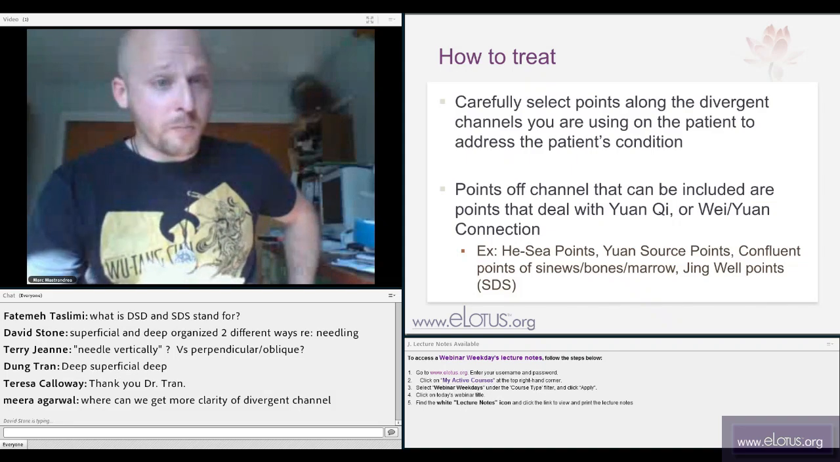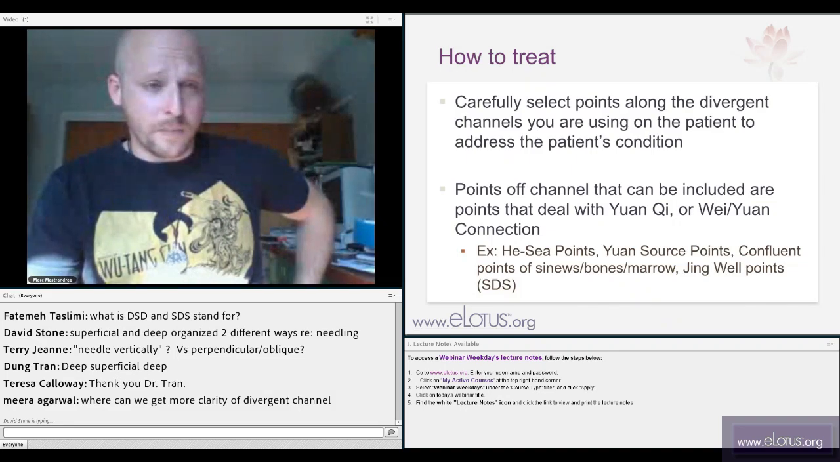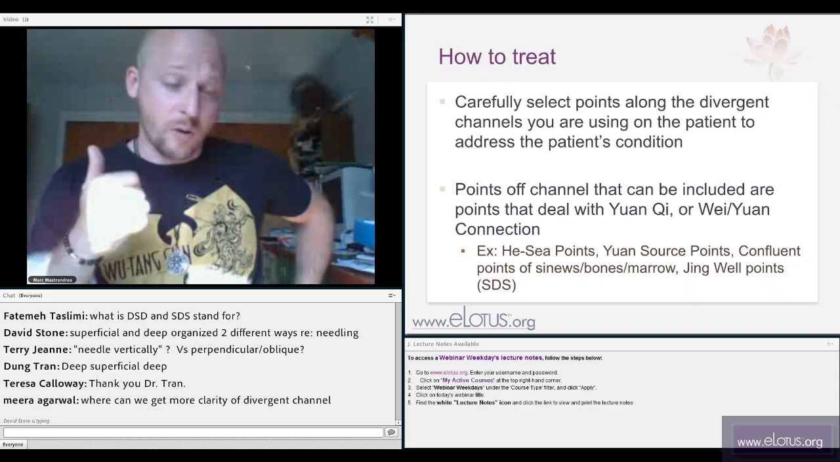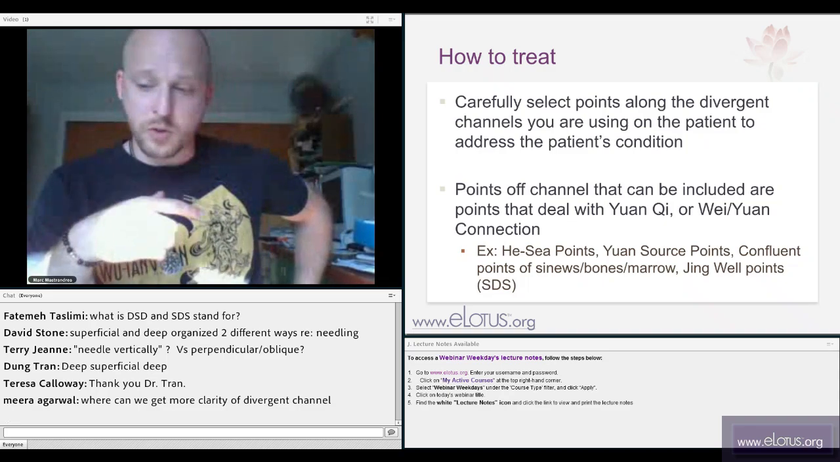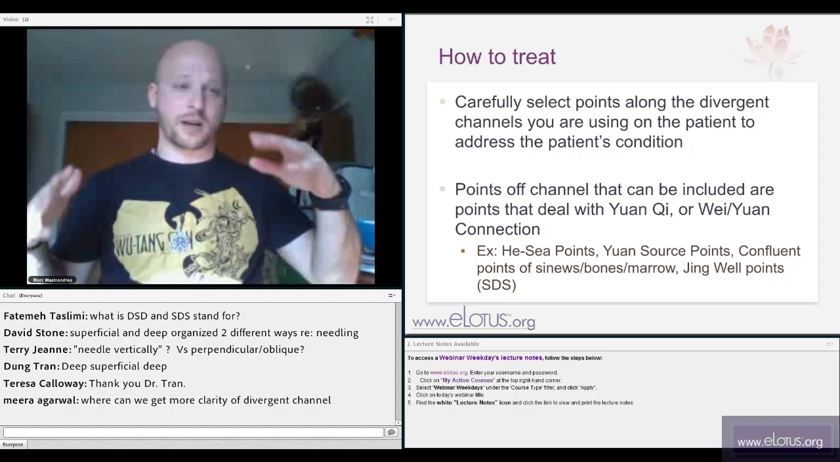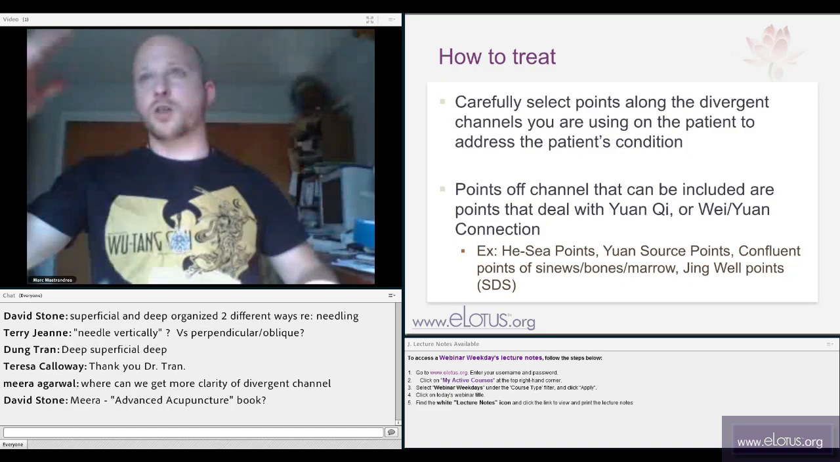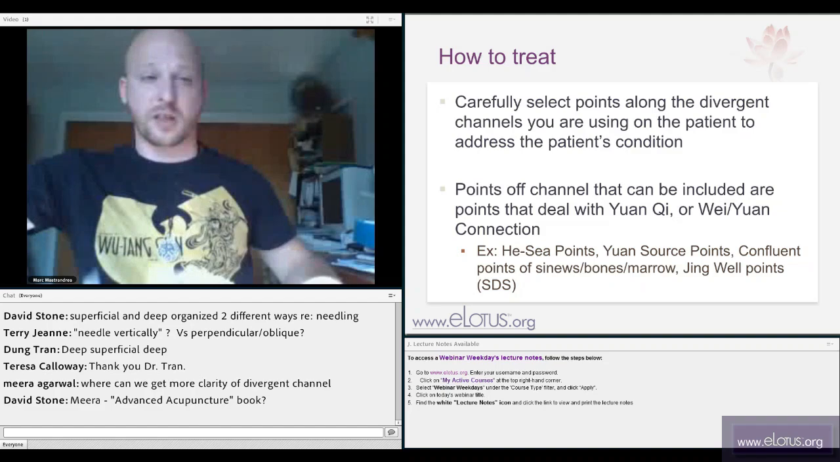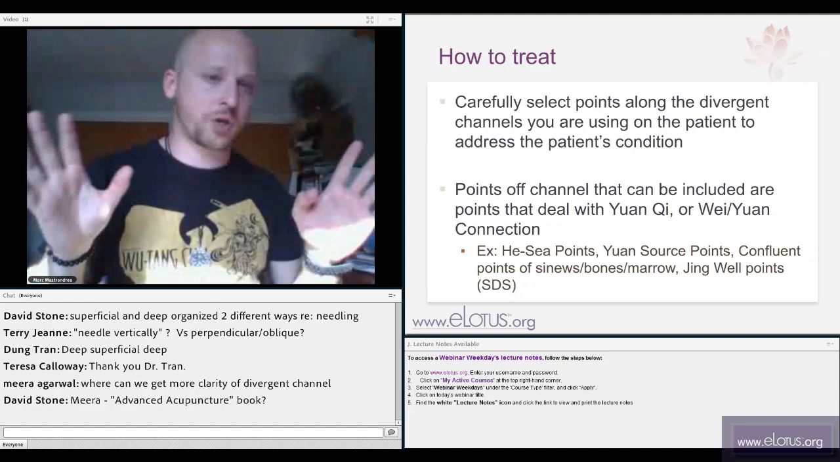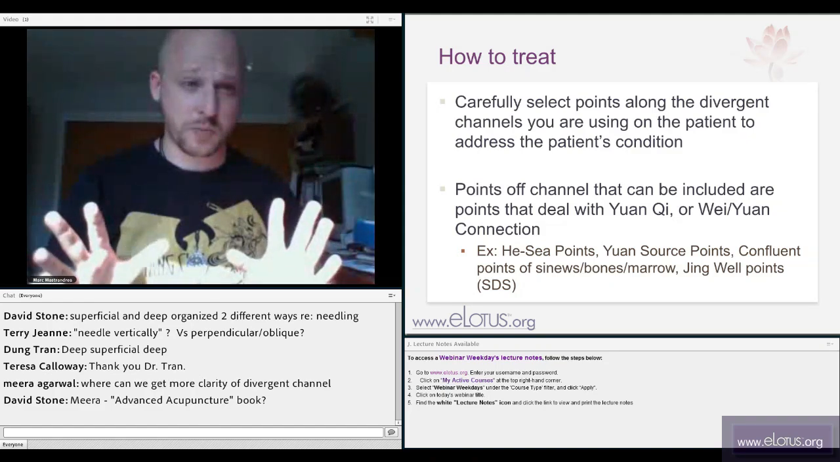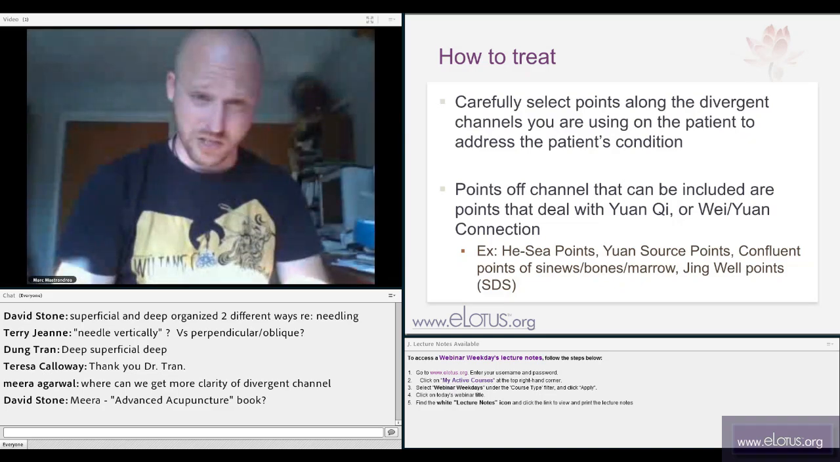Now, there are a few off-channel points you can use. Anything that's associated with Yuan Qi and Wei Qi, you can oftentimes use with divergence. But you don't want to go too overboard. You don't want to mix too many channels. You don't want to say, I'm going to do this little point in this divergent channel system, and then I'm going to do these eight extras, and I'm going to do these primaries. That's too much for the body. You're asking it to do too much at once, and it's already deficient.